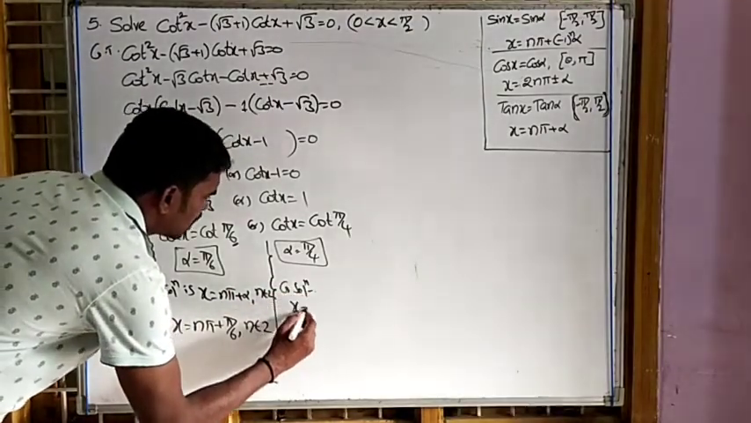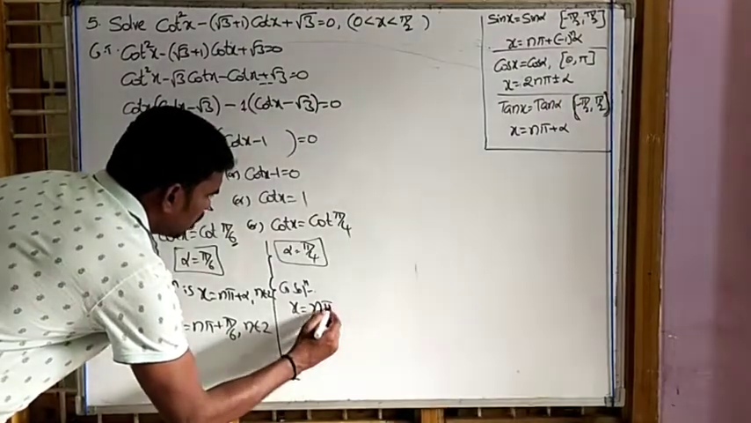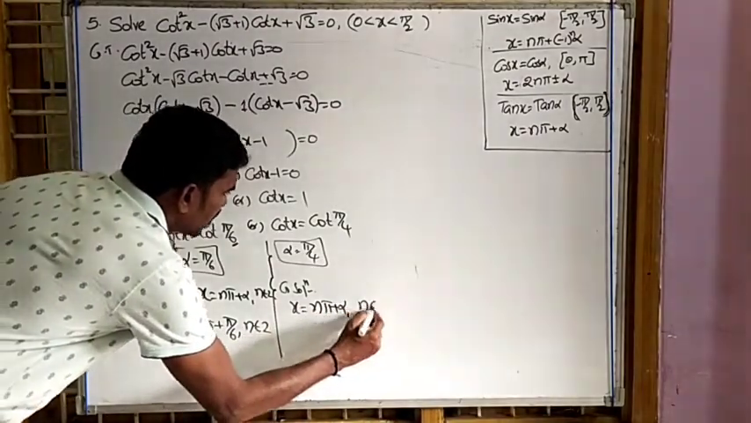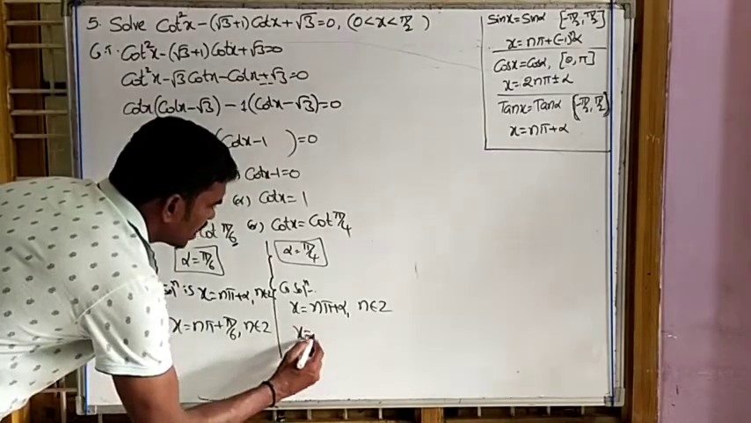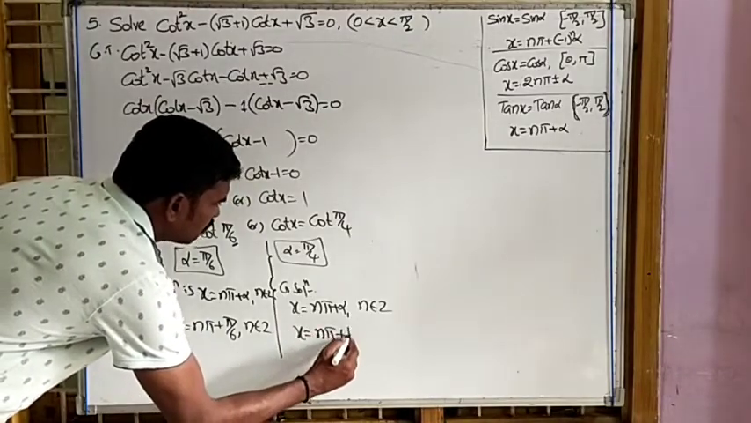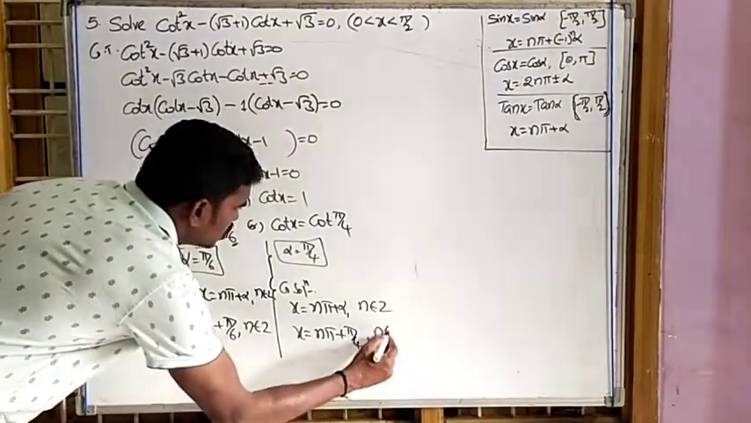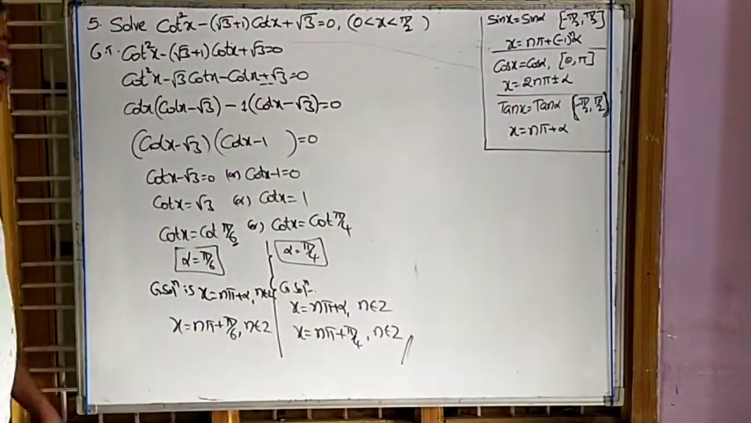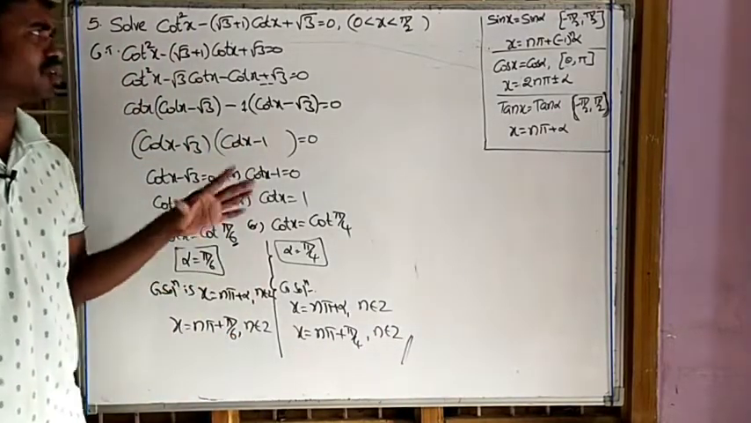So here also, general solution: first compulsorily write down the formula. If you write a formula again and again, we can remember it easily. So x is equal to n pi plus pi by 4, n belongs to Z. This is the solution. Is it clear? Any doubt? Simple question.